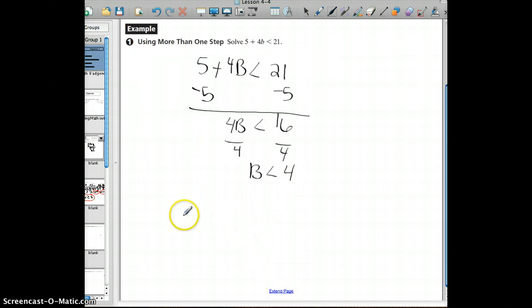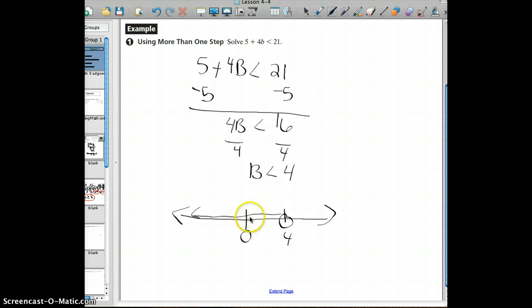Now, if we were to graph that on a number line, okay, you don't have to have a fancy number line, remember. Here's my 4. b is less than 4, which means it's not going to be equal to 4. Open circle, going to the left. So 0 could be one of my answers.